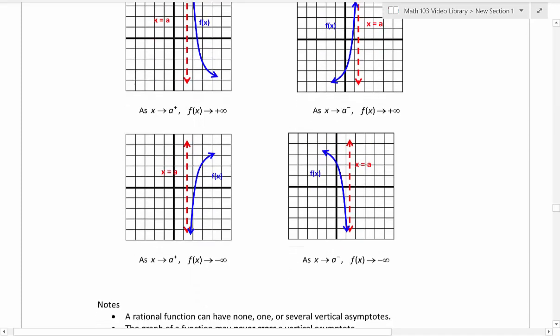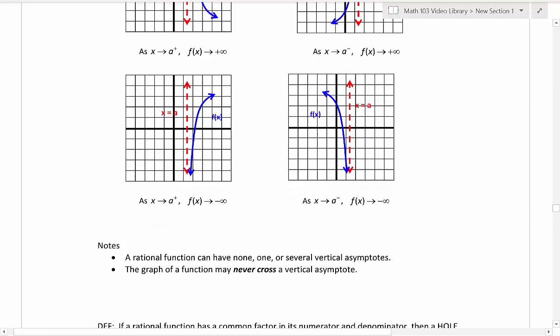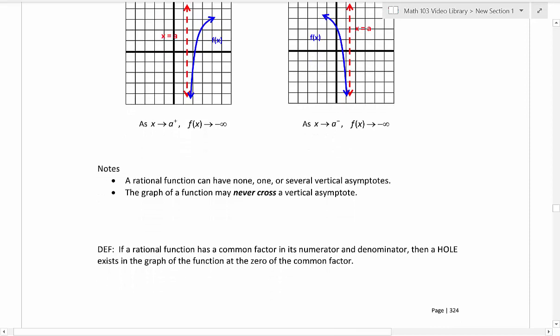Vertical asymptotes can never be crossed, and a rational function may have 0, 1, or several vertical asymptotes. If a rational function has a common factor in its numerator and its denominator, then a hole exists in the graph of the function at the 0 of the common factor. So what do I mean by a hole? I mean just that. The graph's going to be going along, and then all of a sudden there's going to be a hole, and then it's going to keep going in the same direction that it was.